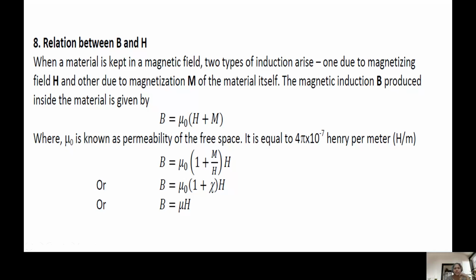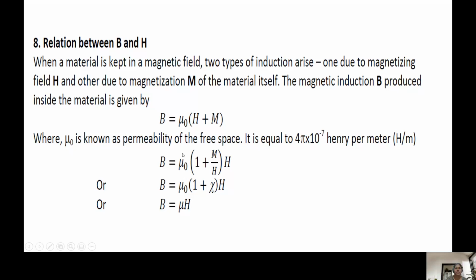So if a material is kept in a magnetic field, we can observe two types of induction, that is, due to the external field and due to the internal magnetization M. So the total induction is the sum of H and M. We can write it with a proportionality constant, that is the permeability in case of free space, that is B is equal to mu naught into H plus M.